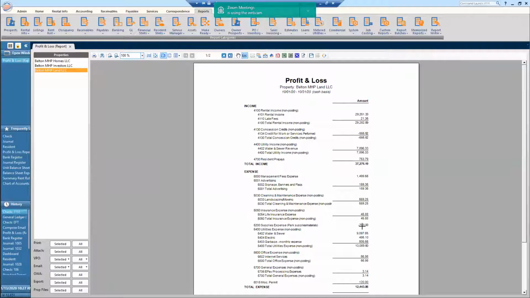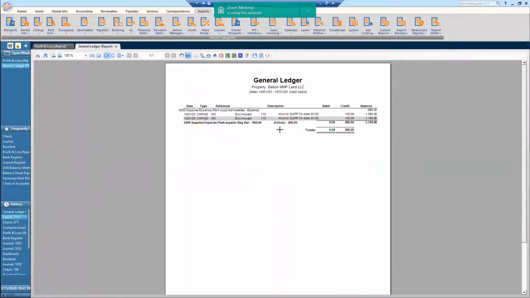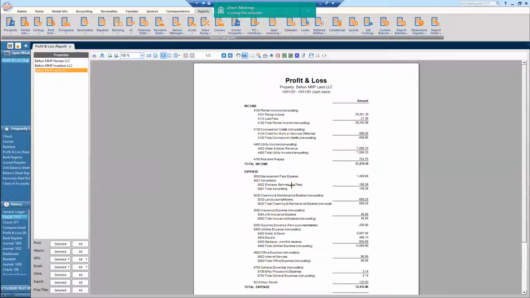Okay, we got supplies expense minus 200. I don't know why it's minus. This guy Eric, we painted this guy's house, so we already paid the supplies expense for paint, and we're billing back over a couple months. So good deal, Eric, on the good team.